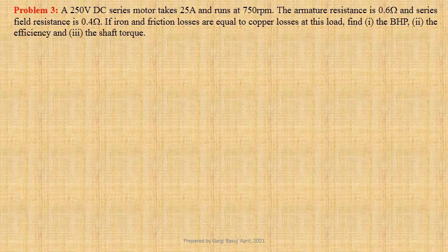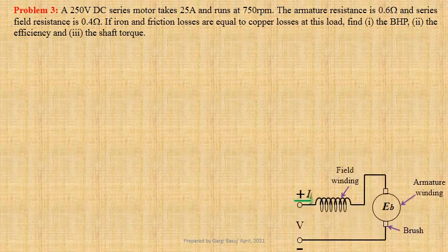A 250 volt DC series motor takes 25 ampere and runs at 750 rpm. The armature resistance is 0.6 ohm and series field resistance is 0.4 ohm. If iron and friction losses are equal to copper losses at this load, we have to calculate the output power in bhp, the efficiency and the shaft torque.